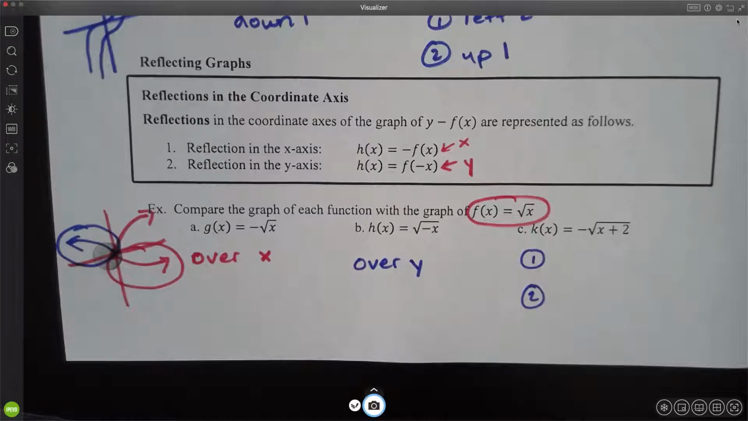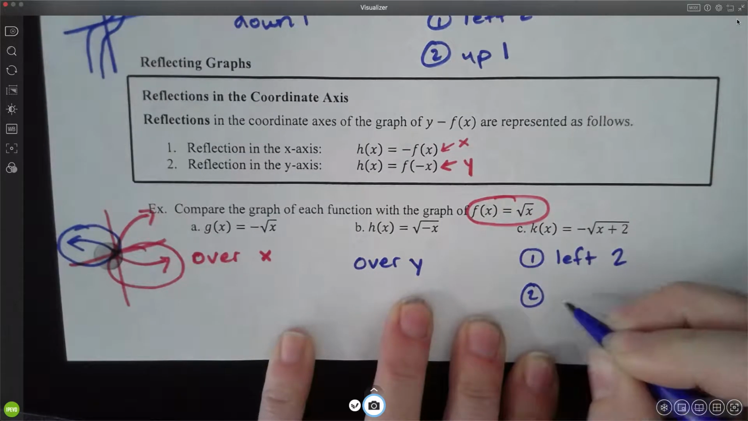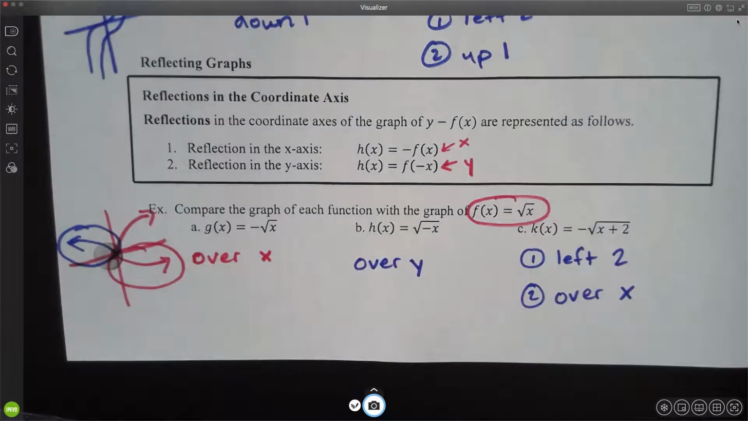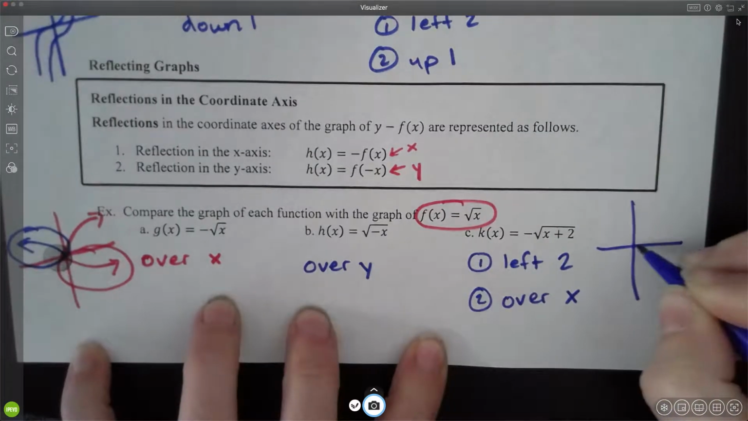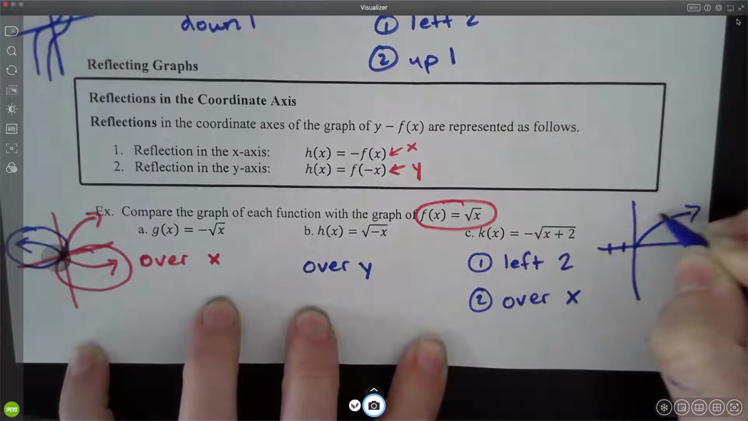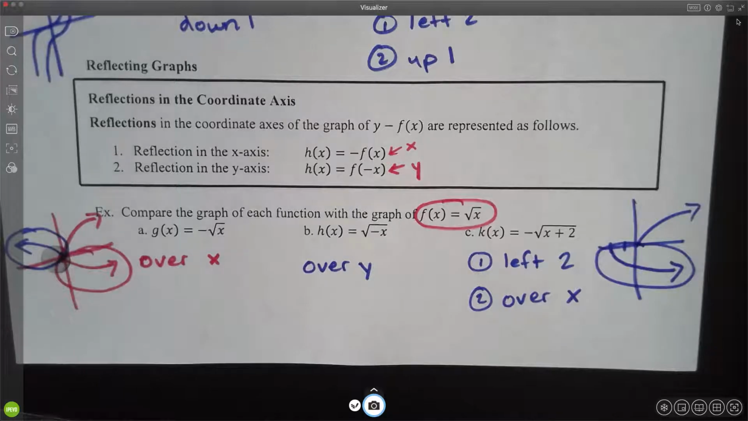What's the 2 doing? It's going left. Left 2, and then over which one? Over x. Left 2 over x. So the original function, which looks like this, is going to the left 2, which now would be this guy. And then he's going over the x, so he's going like this. So this is what the new function should look like after I transform him.